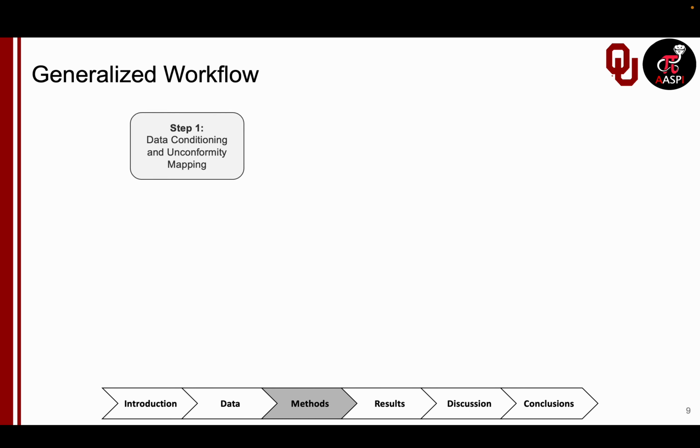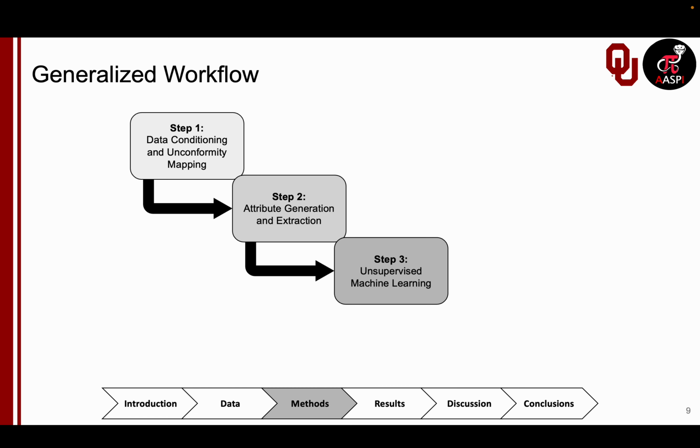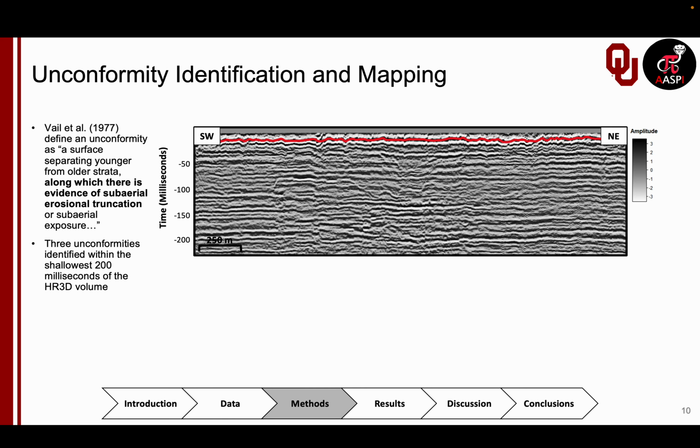So to start with our workflow, the first thing that we did in step one was some data conditioning, and then moved on to our mapping of our unconformities. In step two, we ran a bunch of attributes and extracted the values of those attributes along these unconformities, so surface attributes. And then step three, did some unsupervised machine learning, which I'm actually not going to be talking about in this presentation for the sake of time. And then step four, of course, and most importantly, going to be making our geologic interpretations.